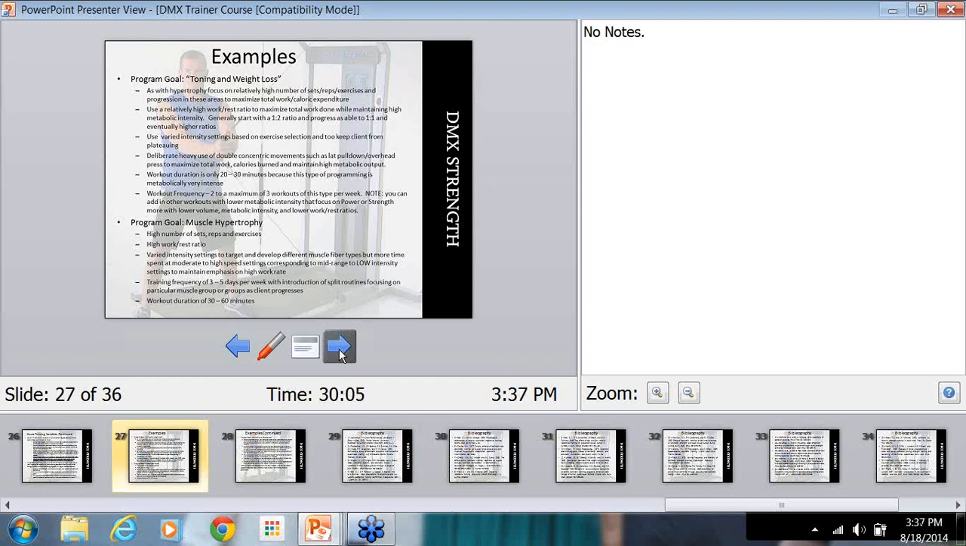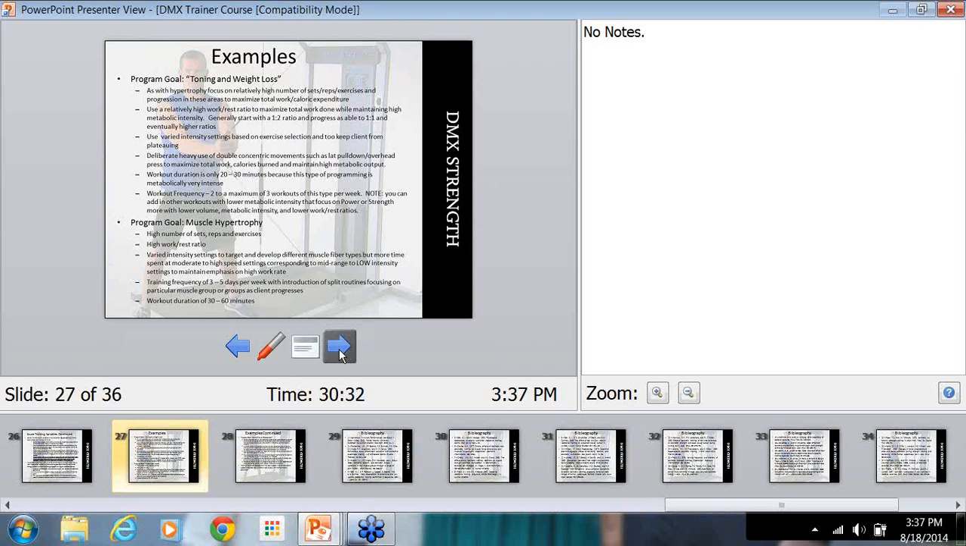Now, if your program goal is purely muscle hypertrophy, you're also going to have a high number of sets and repetitions and exercises to maximize it. The work-rest ratio is going to be pretty high as well. It's going to be important to vary intensity settings here to target different types of muscle fibers, but more time spent at moderate to high-speed settings, corresponding to mid-range to low-intensity settings, to maintain emphasis on high work rate. We want to keep that work rate pretty high.